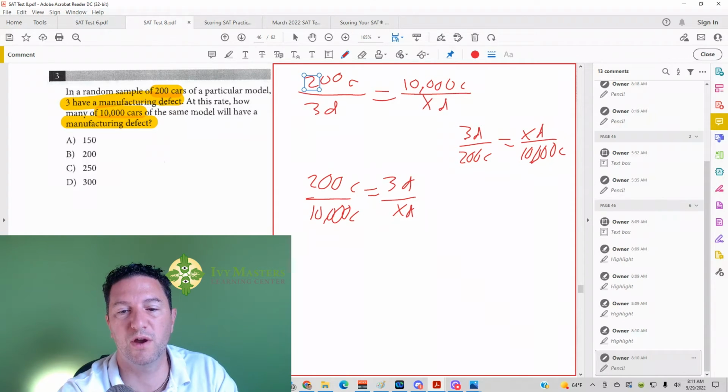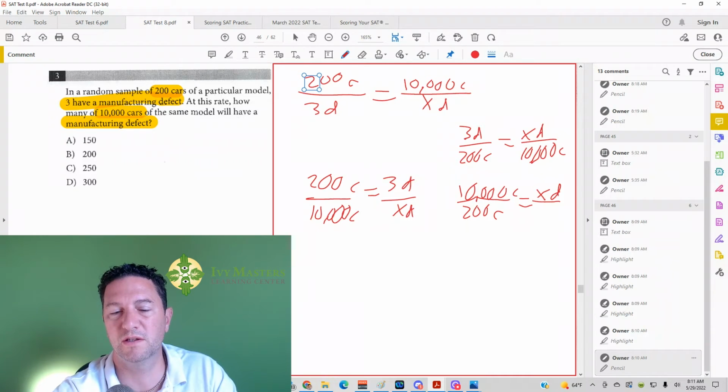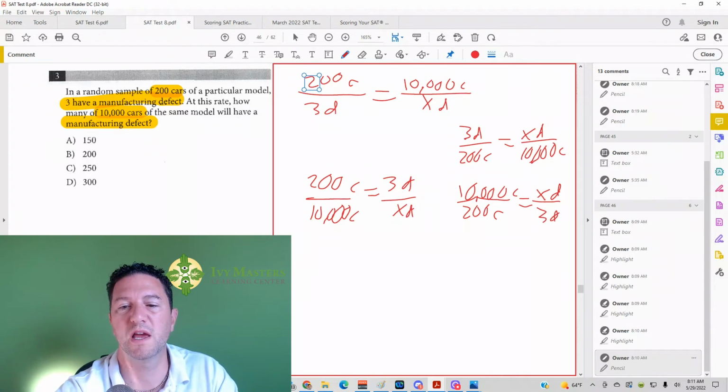Lastly, I can flip this fraction and say 10,000 cars over 200 cars equals how many defects. So if 10,000 is how many defects and 200 is 3 defects. Any way you set this up, what you notice is that the product of the means equals the product of the extremes. What does that mean? That means when you cross multiply and set equal, it's the same.